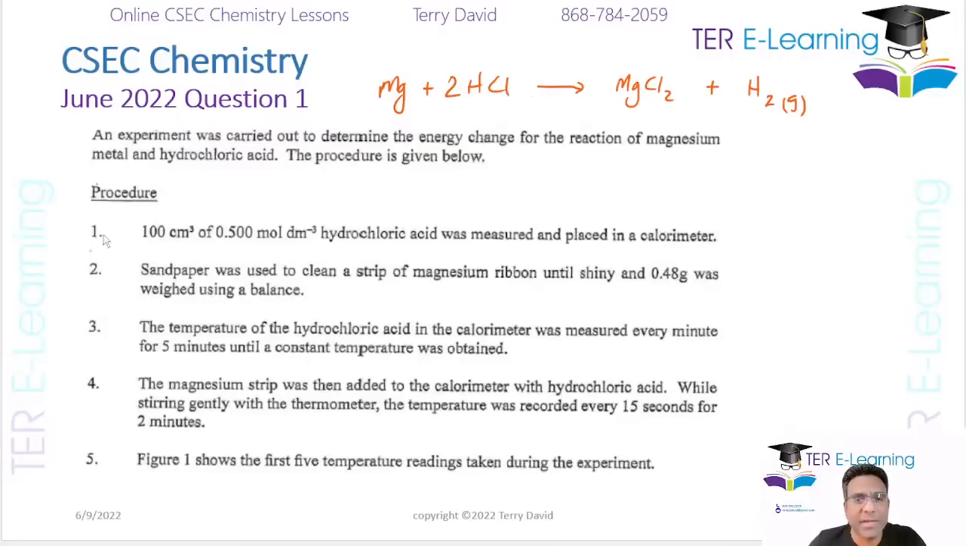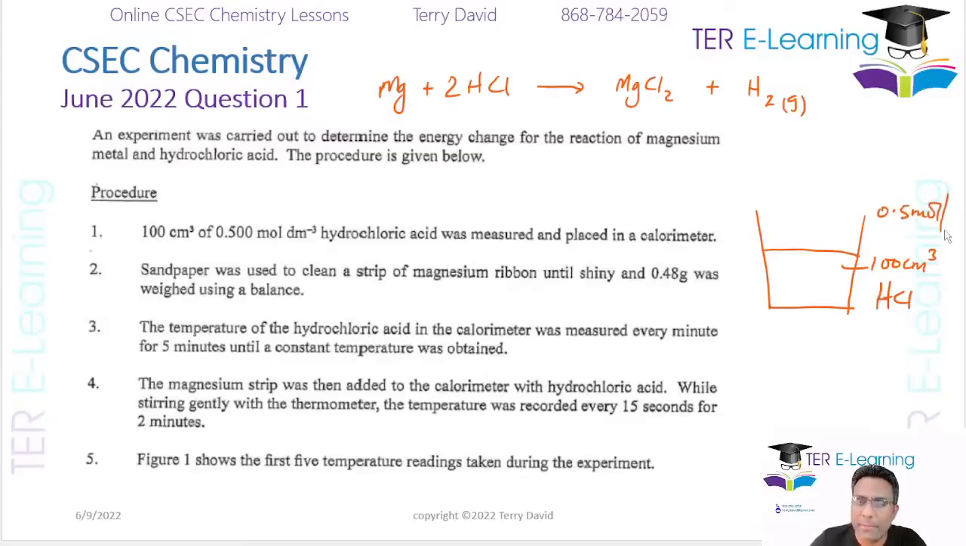The procedure: 100 cm cubed of 0.5 mole per dm cubed hydrochloric acid is placed in a calorimeter. So basically, we have a styrofoam cup, right? So let's try to understand what's happening in the question. You have a styrofoam cup. It has 100 cm cubed, right? And this is your HCl, and the concentration of this HCl is 0.5 mole per dm cubed, right?